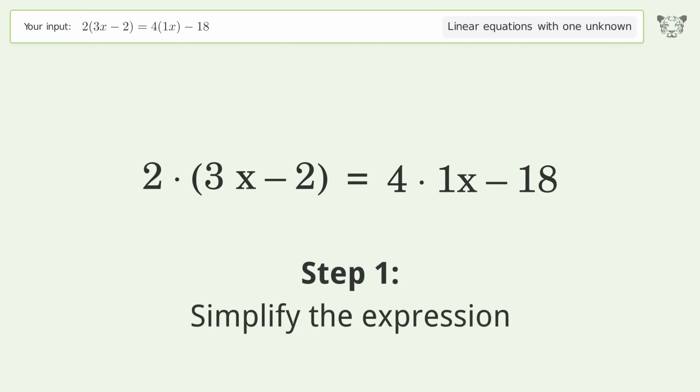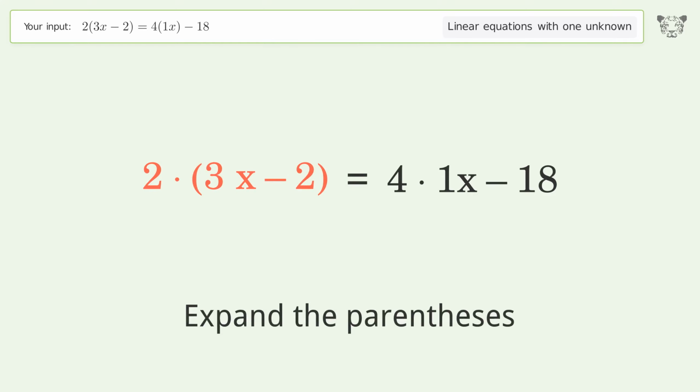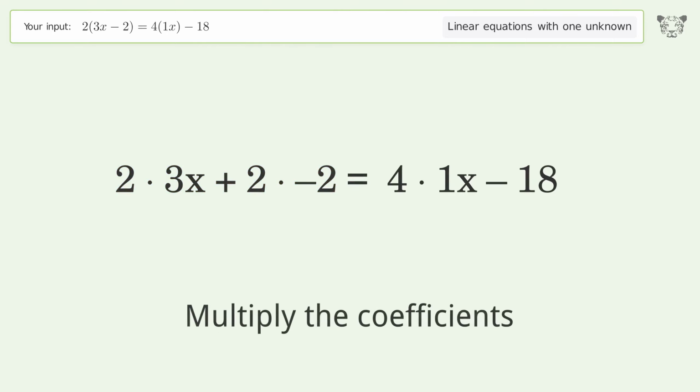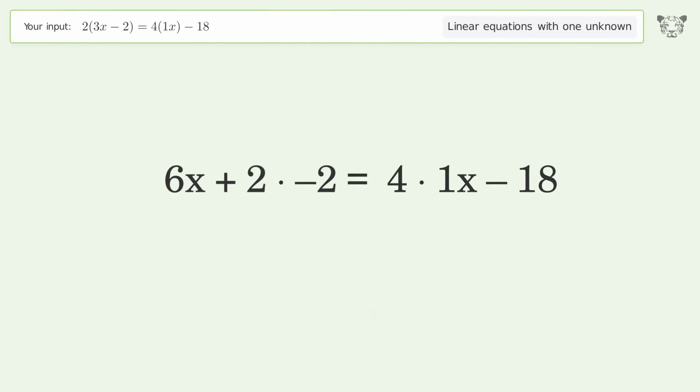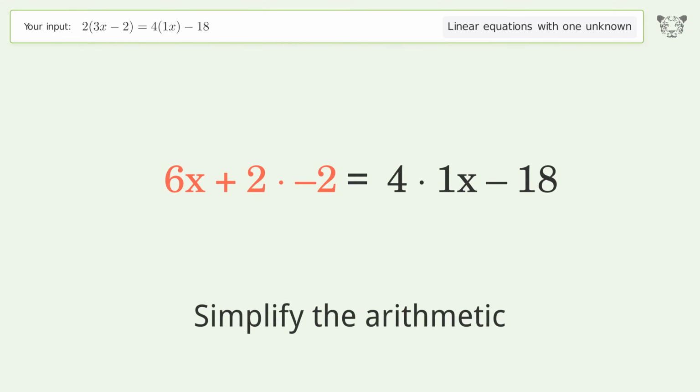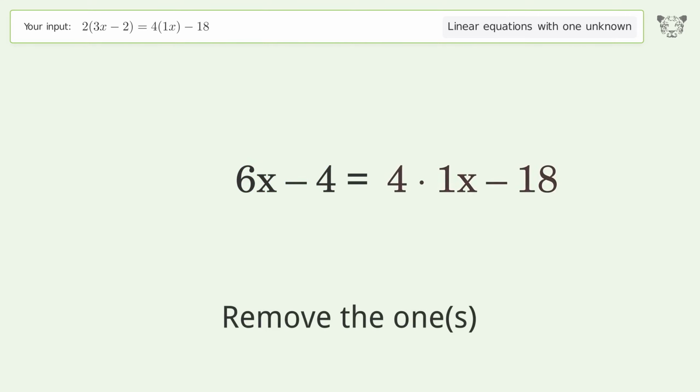Simplify the expression. Expand the parentheses. Multiply the coefficients. Simplify the arithmetic. Remove the ones.